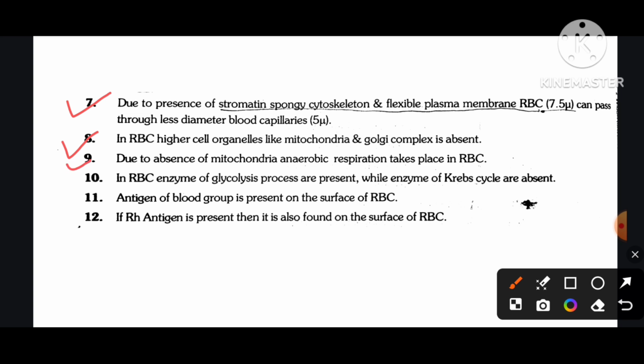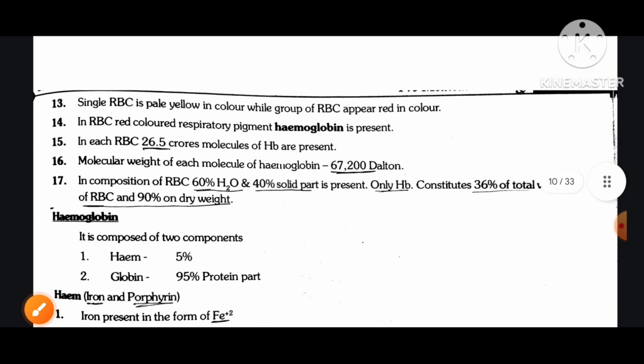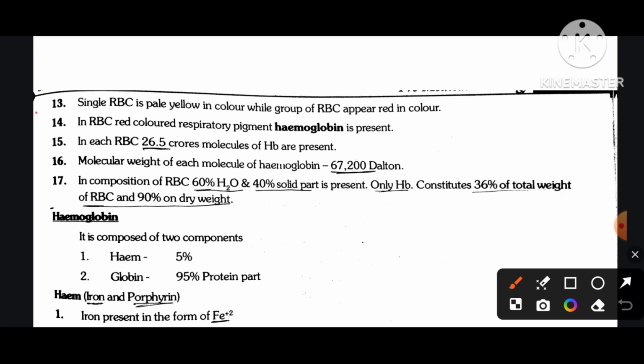Due to absence of mitochondria, anaerobic respiration takes place in RBC. In RBC, enzymes of glycolysis process are present while enzymes of Krebs cycle are absent. Antigen of blood group is present on the surface of RBC. If Rh antigen is present, then it is also found on the surface of RBC. Single RBC is pale yellow in color, while the group of RBC appear in red color. In RBC, red color respiratory pigment hemoglobin is present.